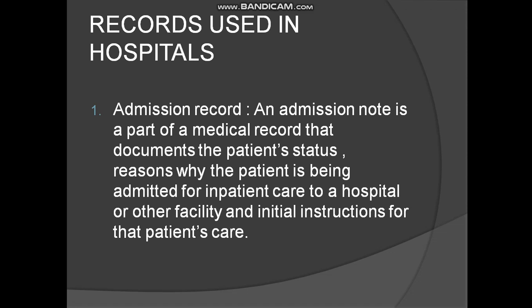You might have seen the admission record. In that, age, sex, patient address, cause of disease, and admission date will all be included. It documents the details of the patient, why the patient is coming to the hospital, what the causes are, what the diseases or diagnosis are, and the initial instructions, that is, what instructions will be given to the patient for that patient care. These are all included in the admission record.